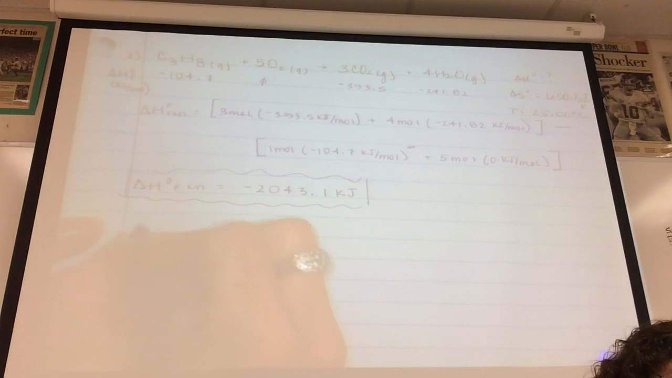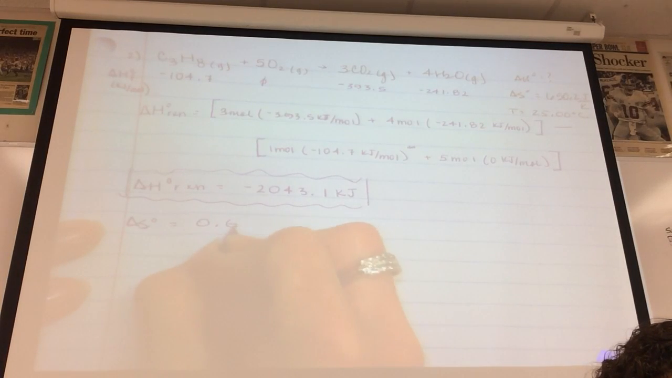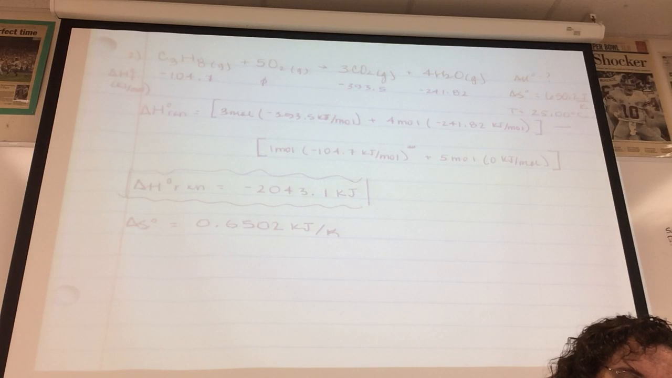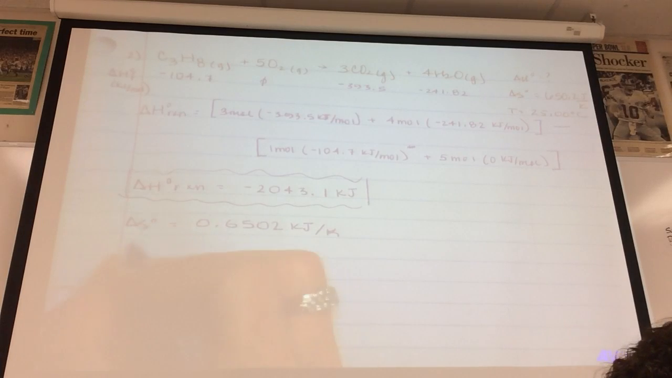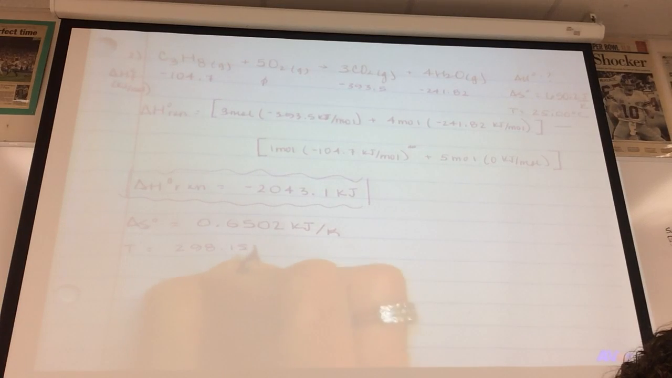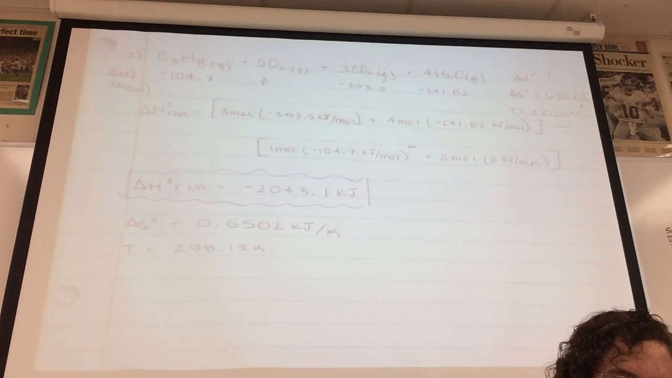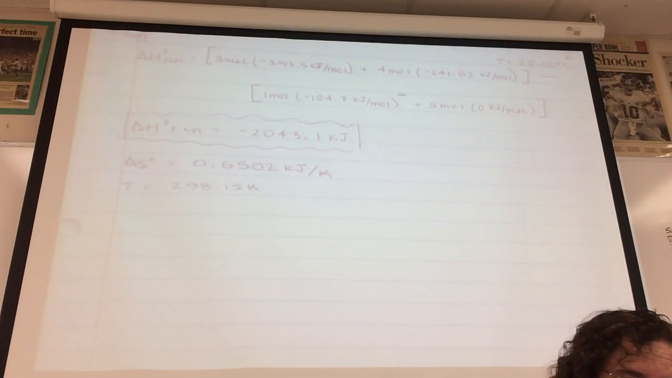They gave us delta S in joules per Kelvin, so what do we need to do? Convert it to kilojoules, move the decimal 3 to the left. So we've got 0.6502 kilojoules per Kelvin. Is that order or disorder? Disorder with positive entropy. And the temperature in Kelvin is 298.15. Okay. Now we're ready to do the second part.